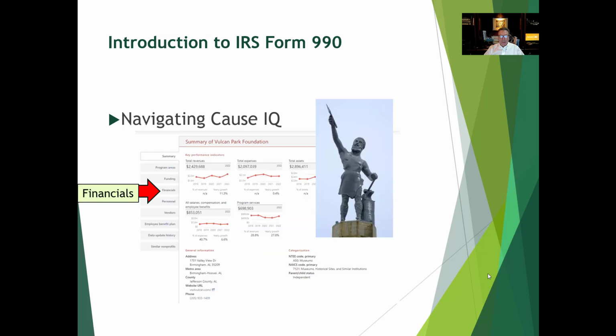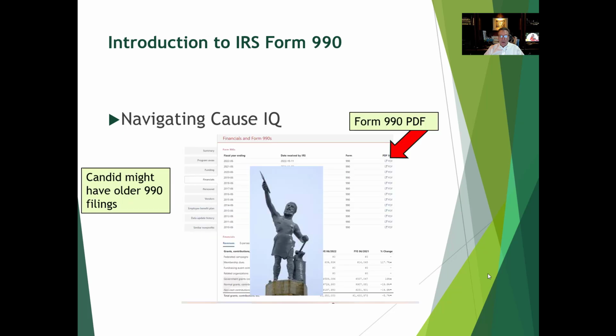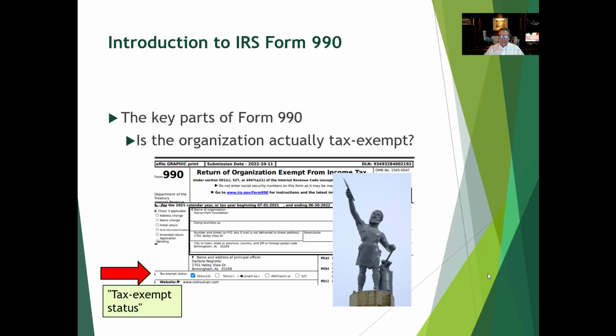Information about their financials is summarized on this page. You can see some multi-year graphs. Very importantly, they have Form 990s in PDF format going back at least 10 years, the most recent being at the top. Some of the other third-party sources might have even older Form 990s.